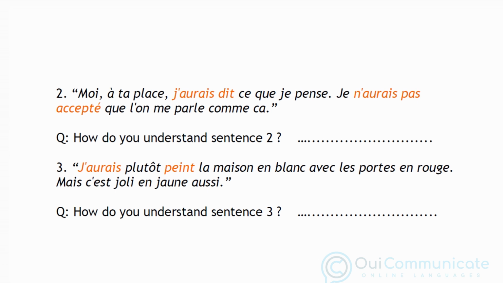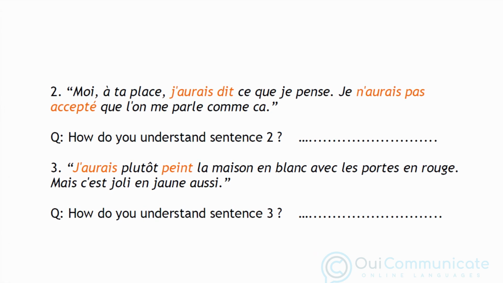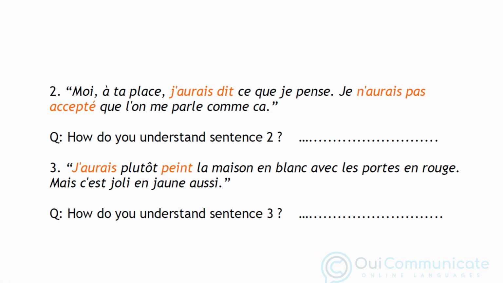Example 2. Moi, à ta place, j'aurais dit ce que je pense. Je n'aurais pas accepté que l'on me parle comme ça. Our question is, how do you understand sentence 2? The person is saying, in your place, I would have said what I think. I would not have accepted to be spoken to that way.